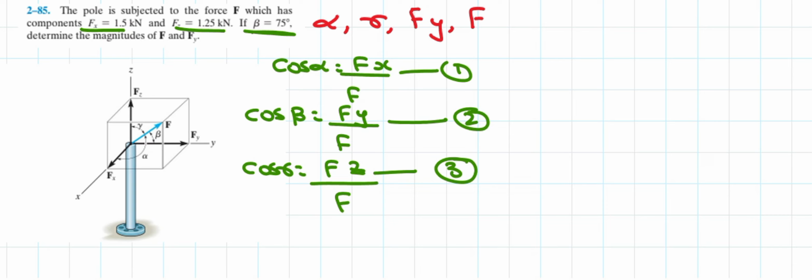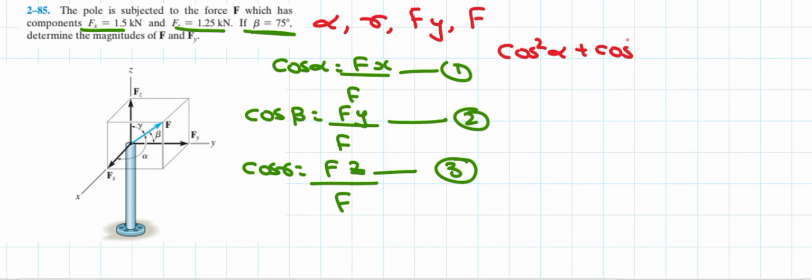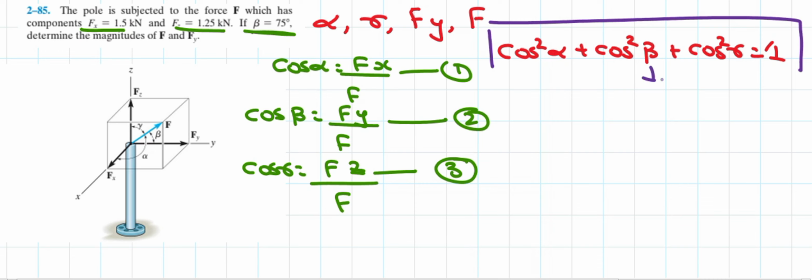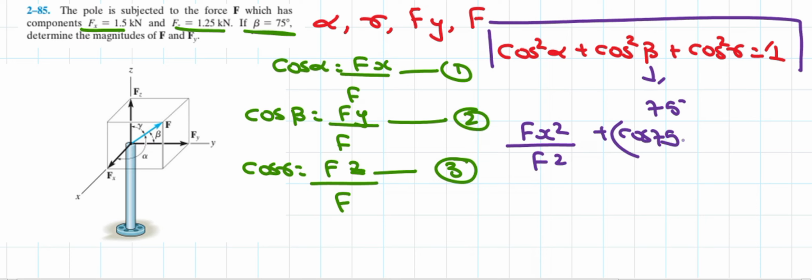We know that the sum of squares of the direction cosines is equal to 1. So cos square alpha plus cos square beta plus cos square gamma is equal to 1. Putting the values from equation number 1 and equation number 3 into this expression, and knowing that beta is 75 degrees, this equation becomes Fx square upon F square plus cos 75 whole square plus Fz square upon F square, which is equal to 1.